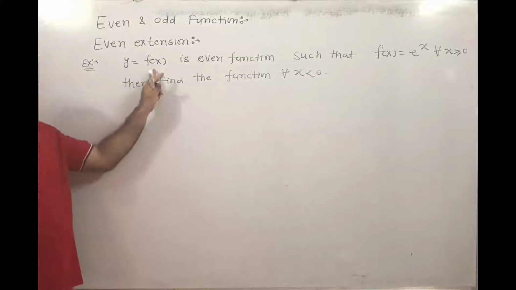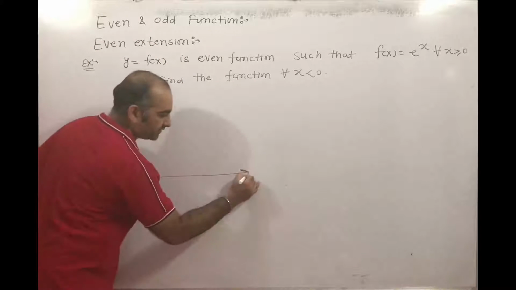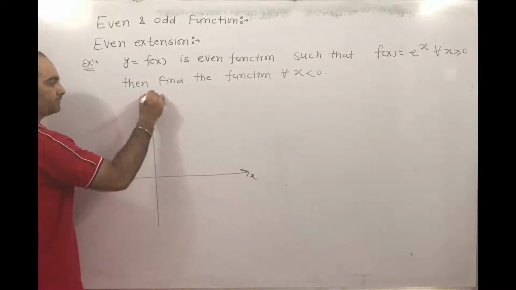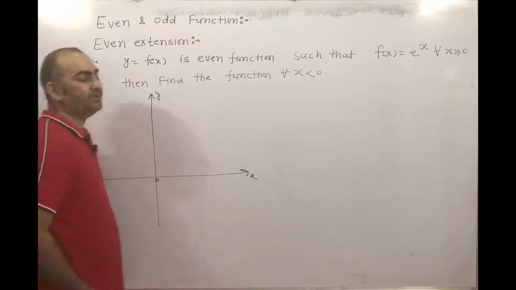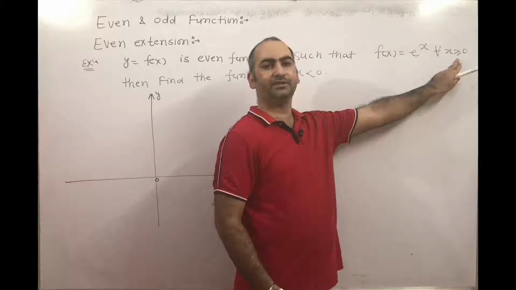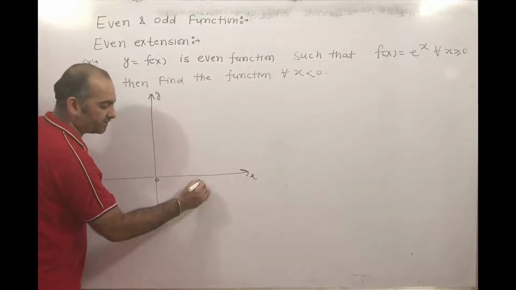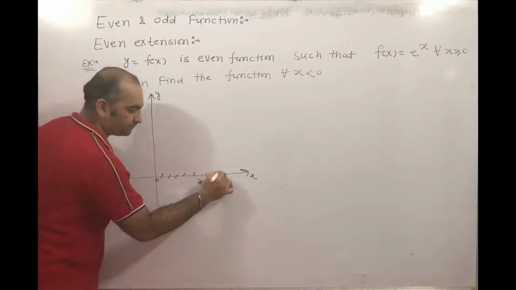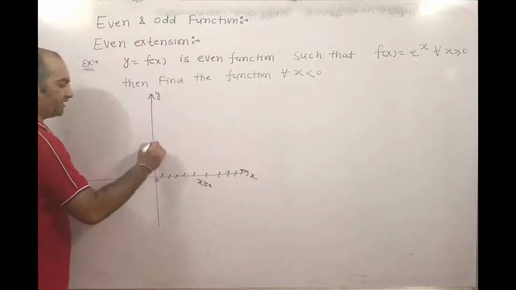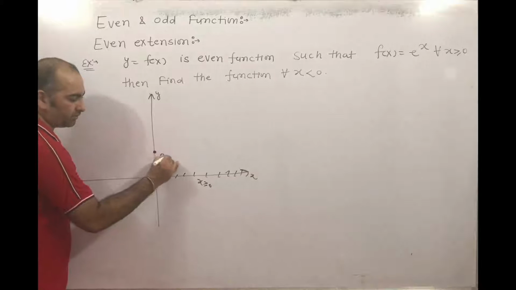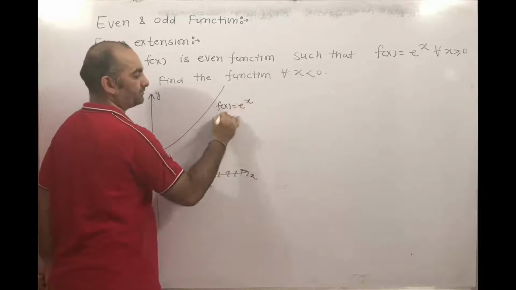Since f(x) is an even function, it is symmetric about the y axis. So we take the x axis and y axis, and the graph should be symmetric about the y axis. This is the origin. Given is f(x) equal to e power x for all x greater than or equal to 0, which is the right hand side of the y axis. In this portion the function is e power x, so if I draw the e power x graph, this is 0, 1. So look at this graph, f(x) equal to e power x.